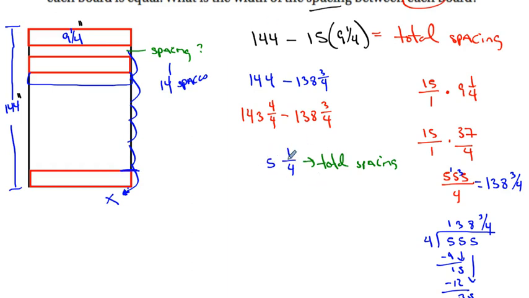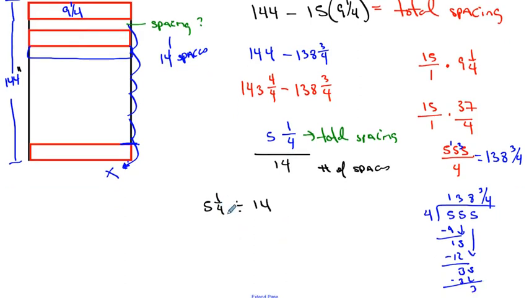So I'm going to take this 5 and 1/4, and I'm going to divide this by 14 so I can get each spacing. So total spacing is divided by number of spaces, and I can get each spacing. So I got 5 1/4 divided by 14. All right, so when you're dividing or multiplying, you need improper fractions. 5 times 4 is 20, plus 1 is 21 over 4. This is really technically 14 over 1.